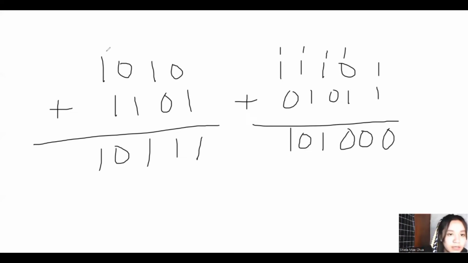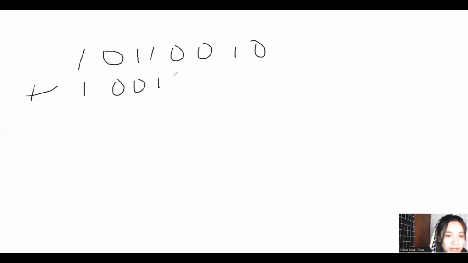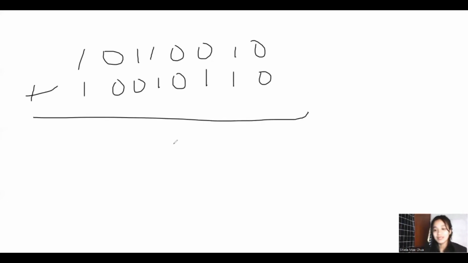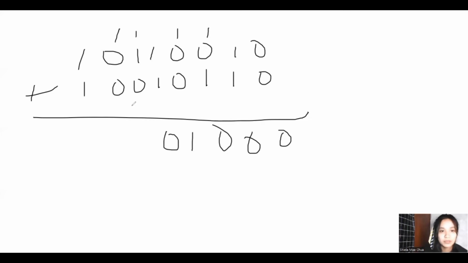We have 10110010 plus 10010110. 0 plus 0 is 0. 1 plus 1 is 10. 1 plus 0 plus 1 is 10. 1 plus 0 plus 0 is 1. 1 plus 1 is 10. 1 plus 1 plus 0 is 10. 1 plus 0 plus 0 is 1. And 1 plus 1 is 10.